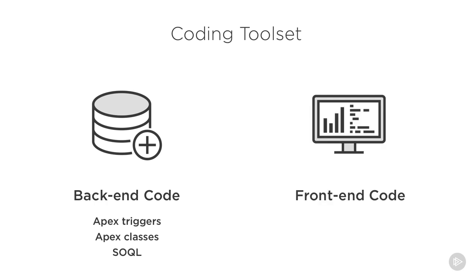The next type of code is front-end code. Front-end code works on the user interface level, also known as the UI. Thus, front-end code directly impacts what your users see and how they interact with your application. There are two types of front-end coding languages in Salesforce.